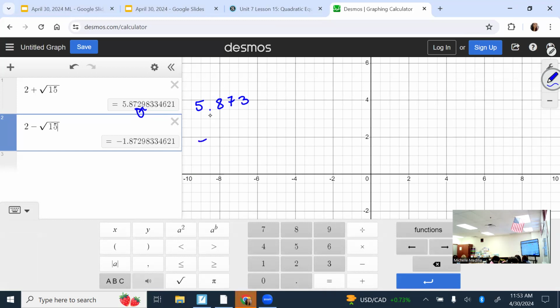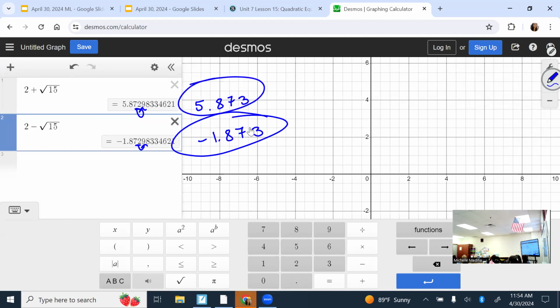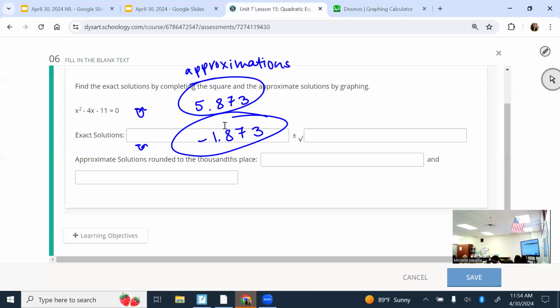And then the other one is negative 1.87, and is that going to be a 2 or a 3? These are my decimal approximations. So not my exact answer. These are my x-intercepts rounded. Questions on that? All right, questions on others? 5. Okay. So 5.